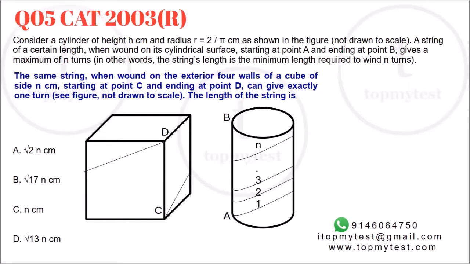The next one is basically a continuation of the previous one. The same string is then wound on the exterior four walls of a cube of side n, starting at a point C and ending at a point D, and can give exactly one turn. See figure, not drawn to scale. What is the length of the string?